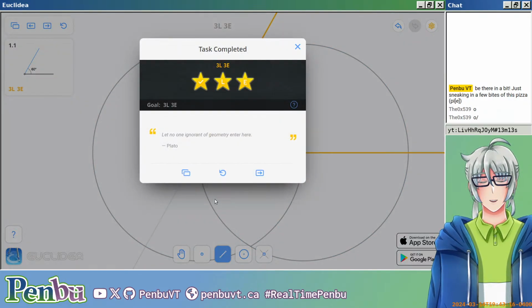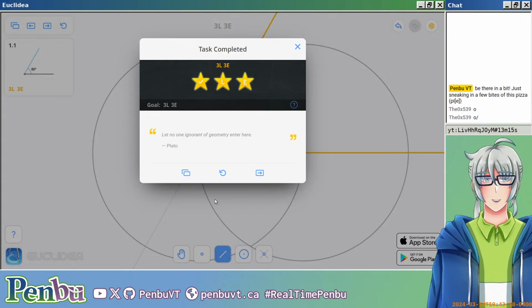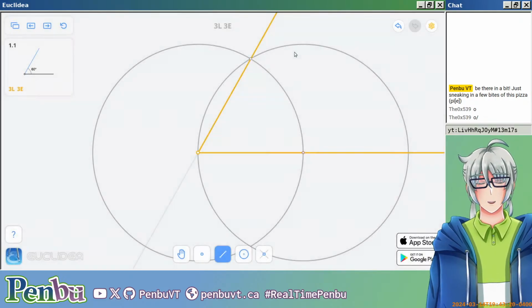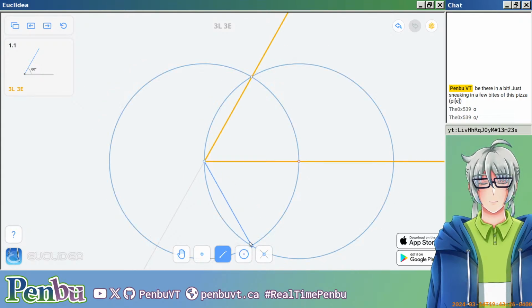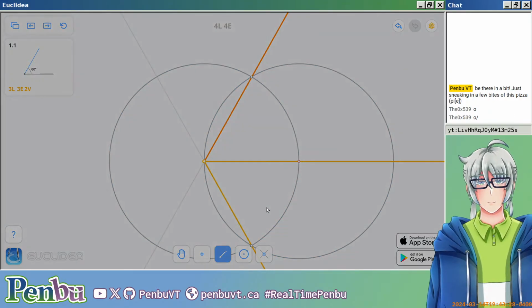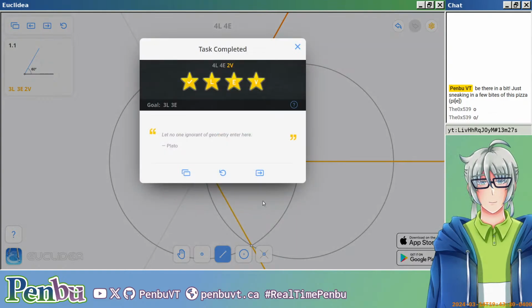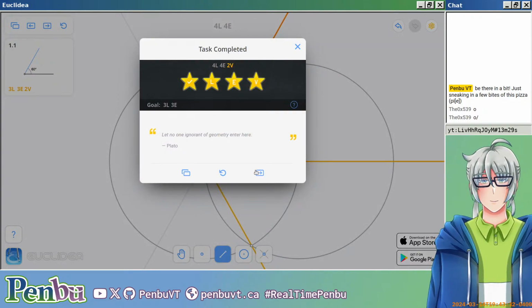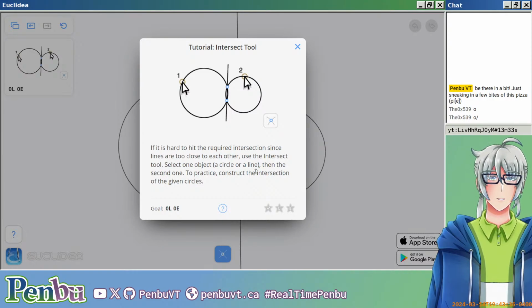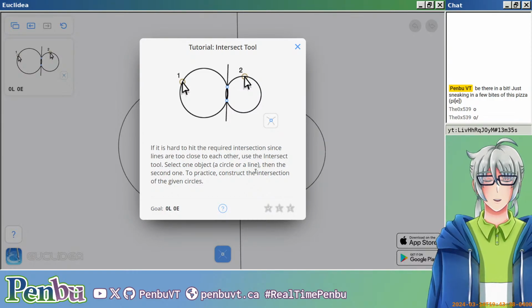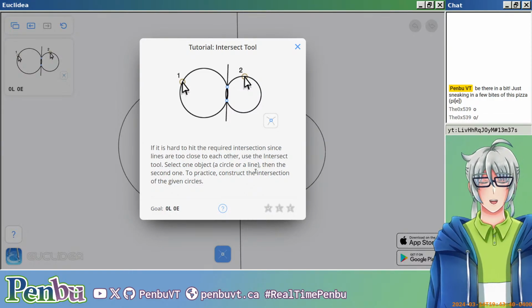Let no one ignorant of geometry enter here, Plato. And we can construct another one, very similarly, this way. There we go. I'm going through these quickly. Hopefully it's not too fast. But I'm sure the later ones won't be as quick.